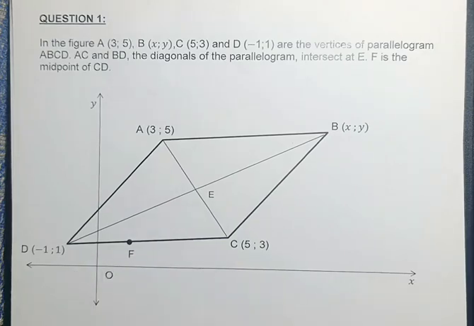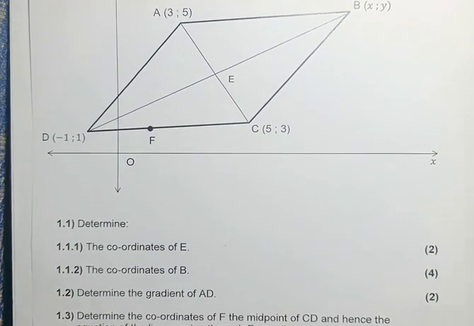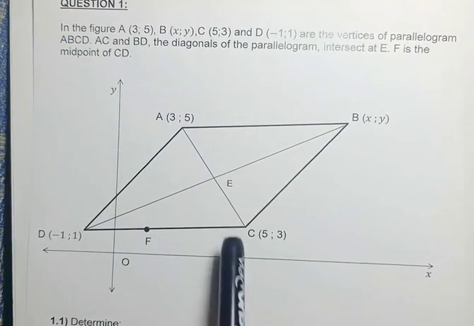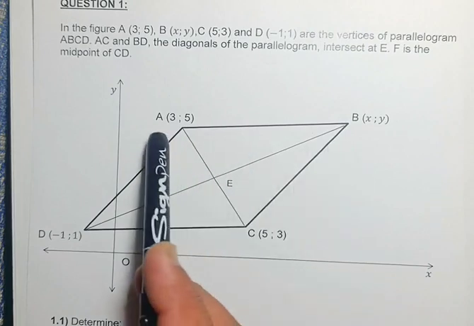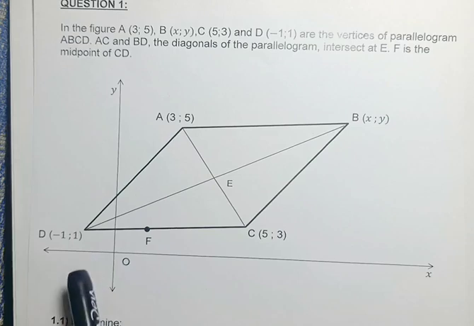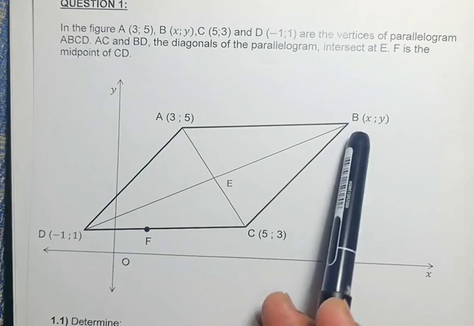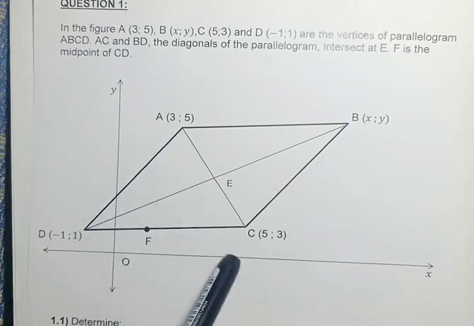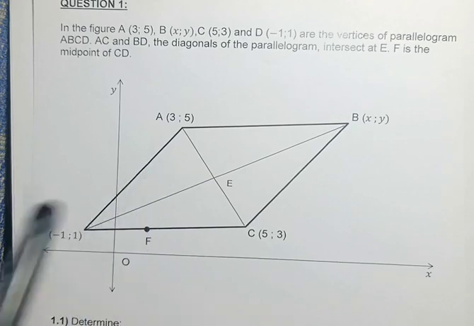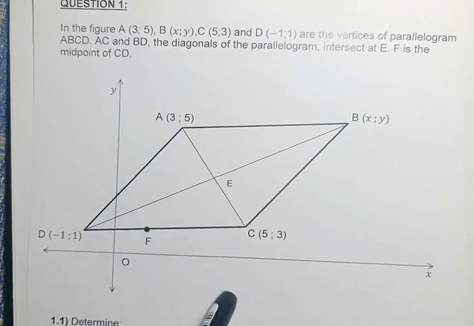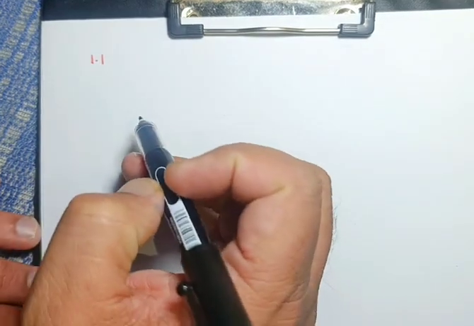Now the first question I pose: determine the coordinates of E. It is a 2 mark question. E is the midpoint of AC and BD, so I need to find the coordinates of E. I don't have the information about point B, but A and C are given, so I'm going to take the midpoint of AC, and that will be the coordinates of E.